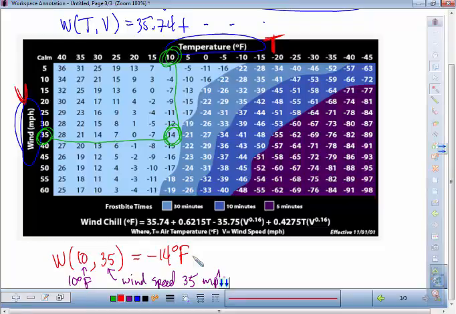I was in North Dakota once when it was like -17 with the wind chill factor. Whew. Cold.